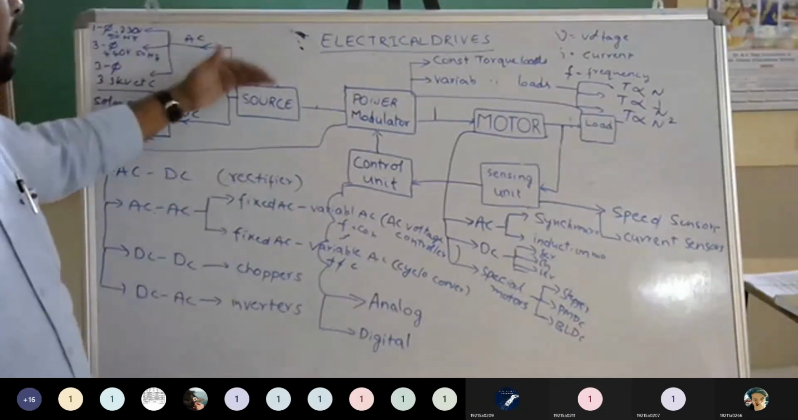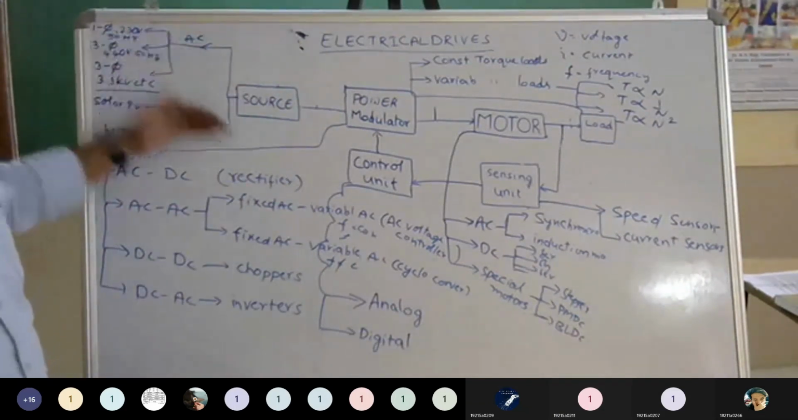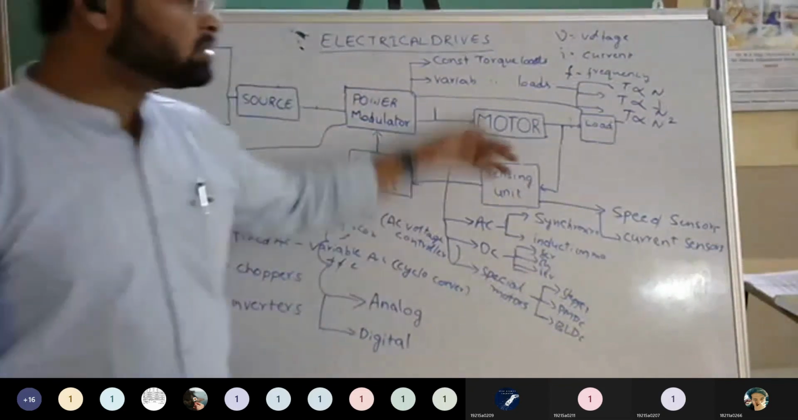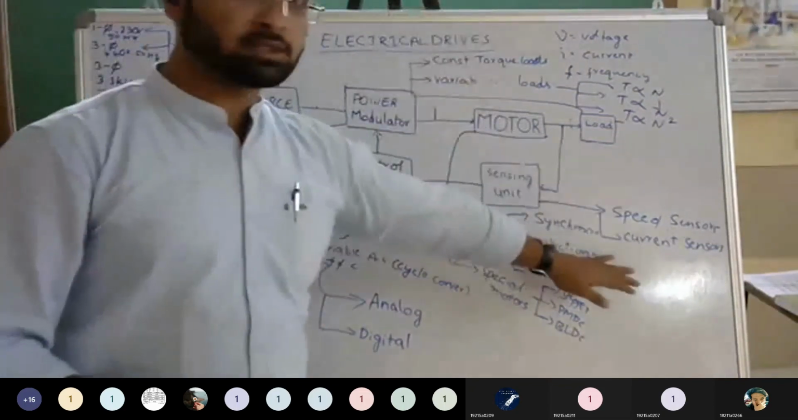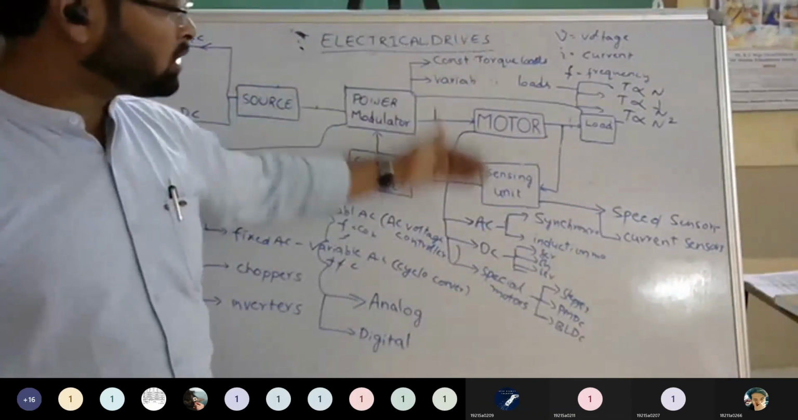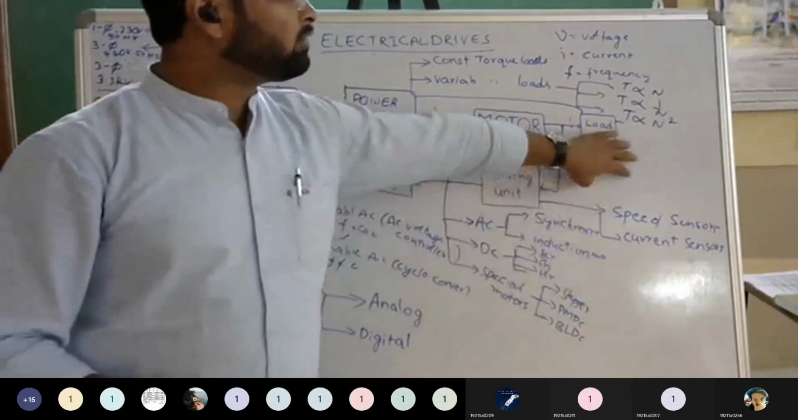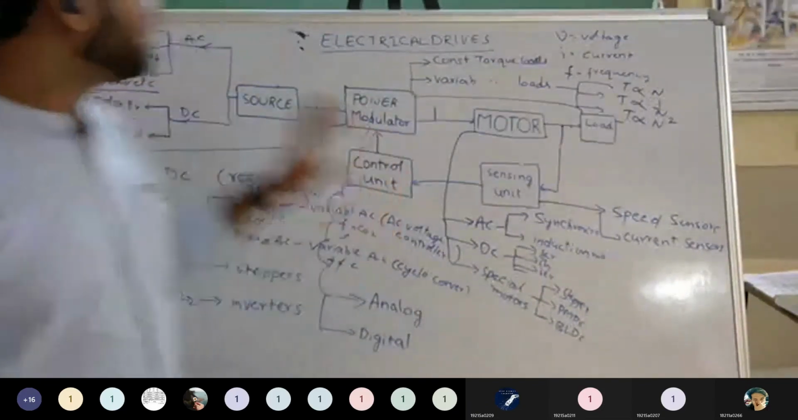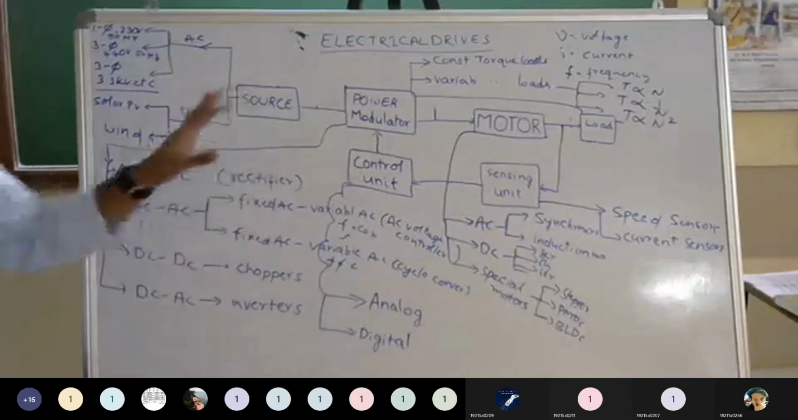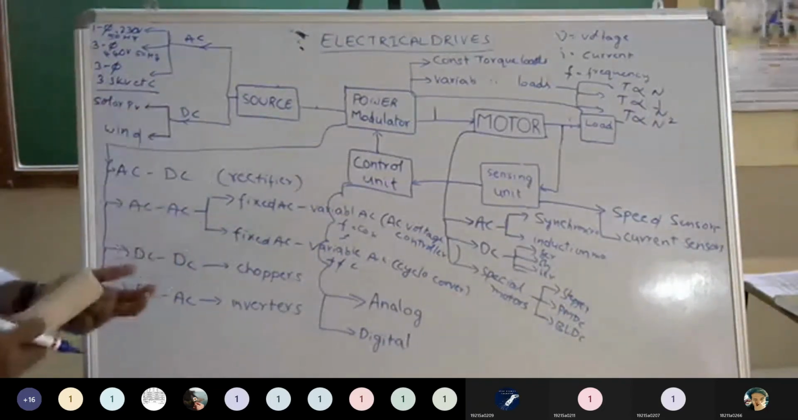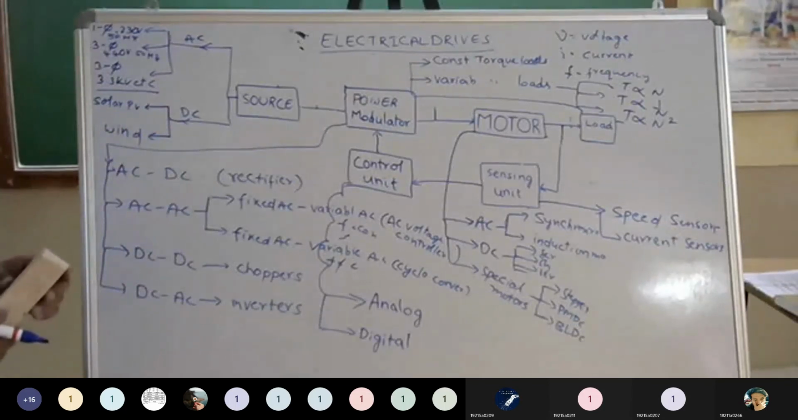The source: what it will do, how to select the source, how many sources are available. The control unit: what it does, how many types of controllers are available. The sensing unit: what it does, how many types of sensors are available. The motor: what it will do, how to select the motor, and how many types. How generally we take the load and what types of loads are available. So this is the complete block diagram, what the uses of the block diagram are, and what components are available.